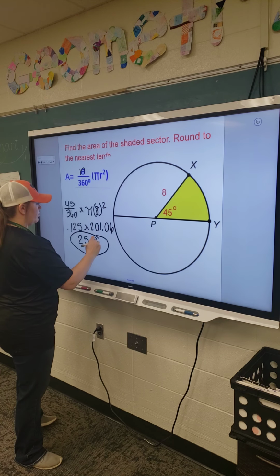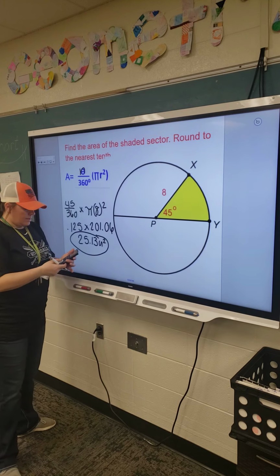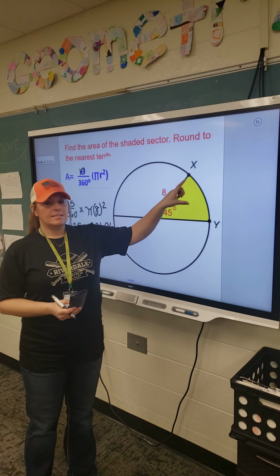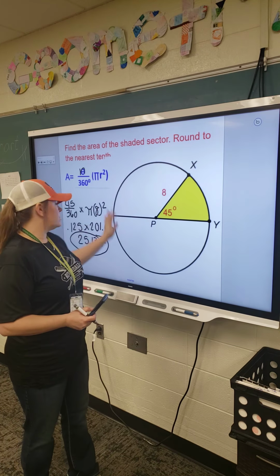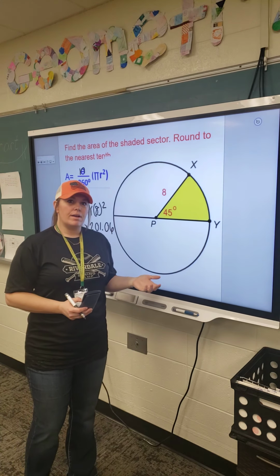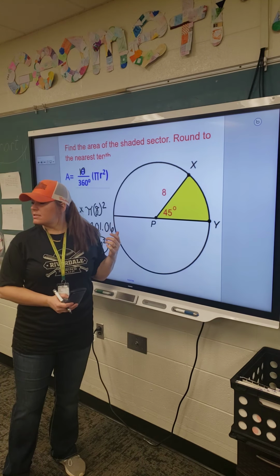And they don't give me a unit of measure, so units squared. All right, so the area of this sector out of this whole circle is 25.13. Brantley, can you hit the arrow key, please?